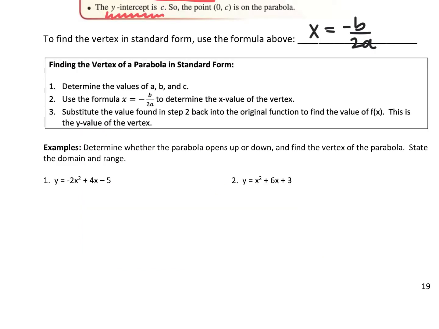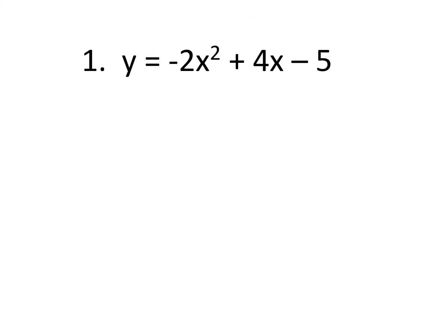Okay, so can you look at number 1 for me? We'll do this first one together. A is negative 2. B is the number in front of x, which is 4. And C is the constant that is alone, negative 5. The A value is still what's going to determine if it opens up or down. Do you see a negative right there? And so that means that, yes, it does reflect and open down.